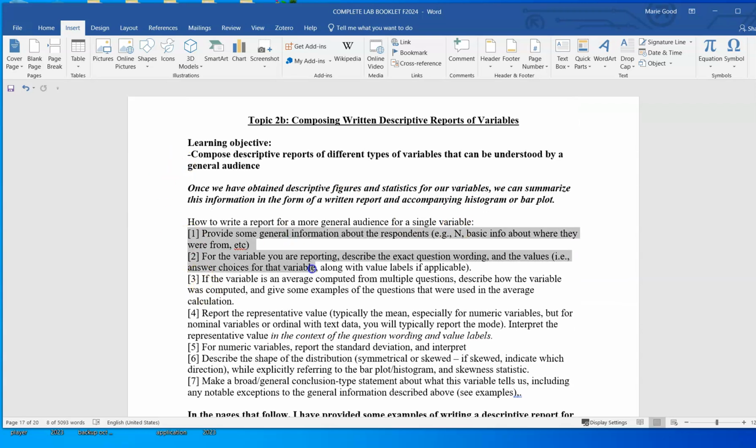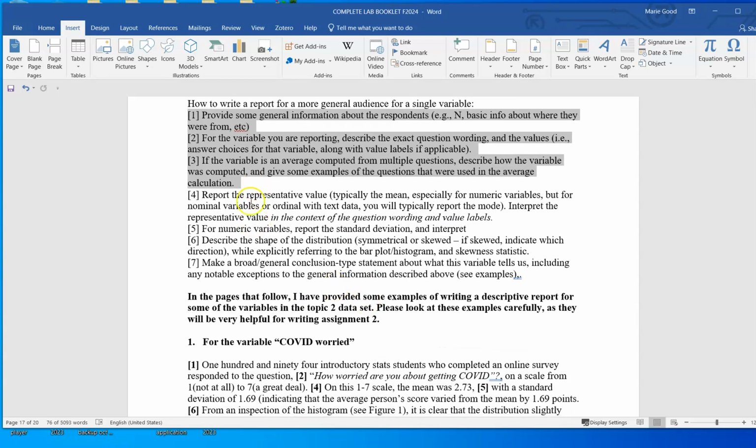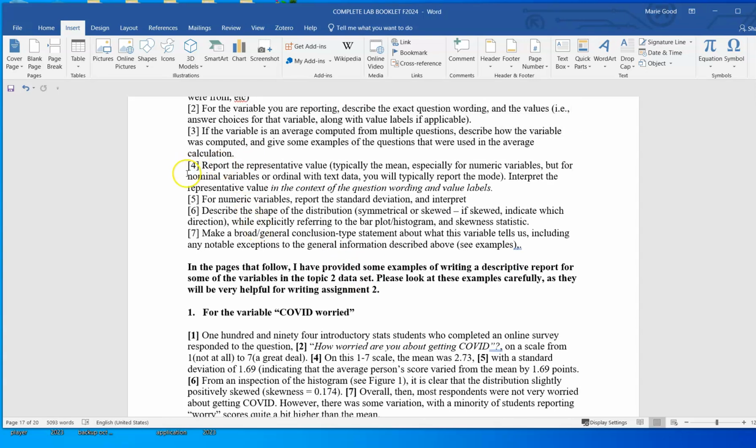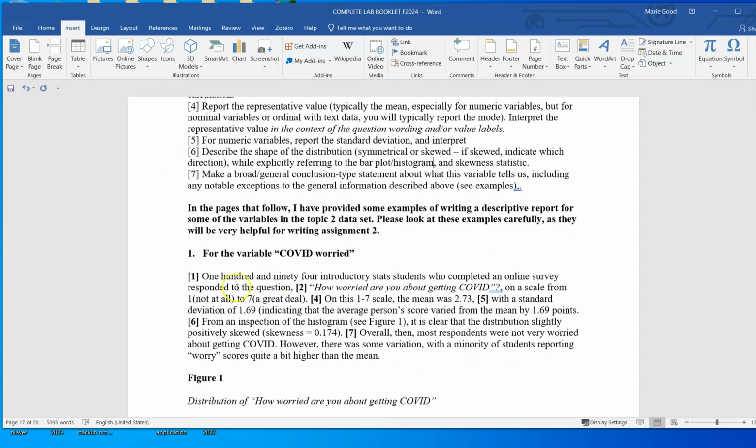Okay. So that's what you would do if you had a variable that was the average of multiple variables. All right. So now we've got 1, 2, and 3 covered. Number 4, you were going to report the representative value, which is typically the mean for numeric variables. But if you have nominal variables or ordinal with text data, you're going to be reporting the mode. And then you're also going to interpret the representative value in the context of the question wording and or value labels. Okay, so here's what I mean by that.